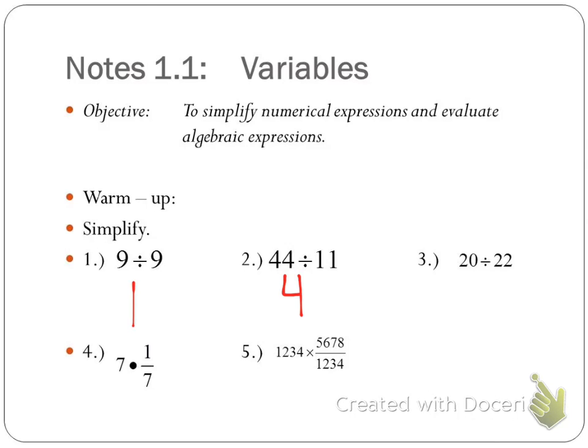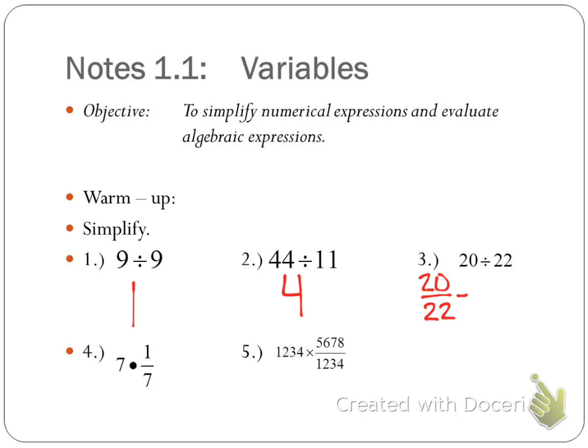20 divided by 22. That one's a little trickier. My suggestion is to write it as a fraction. Fractions and division problems can be written and rewritten interchangeably. And then all we have to do is simplify that fraction, and that would be our answer.